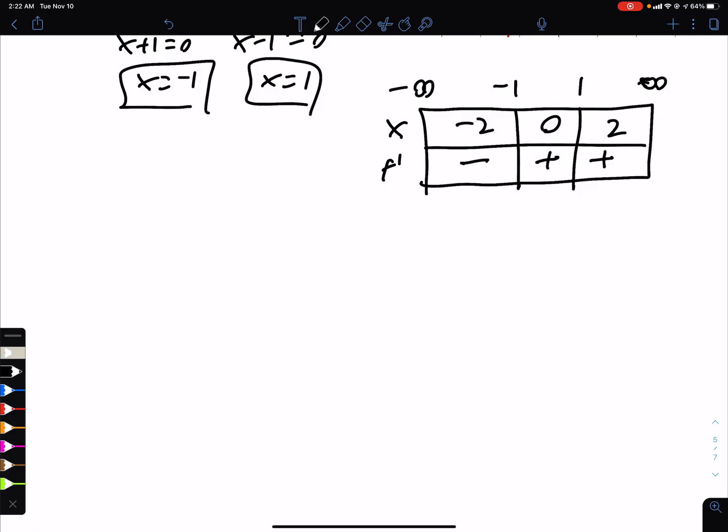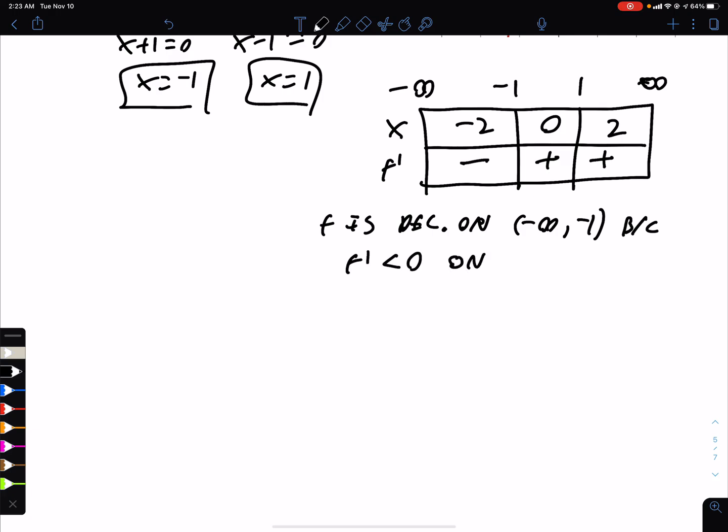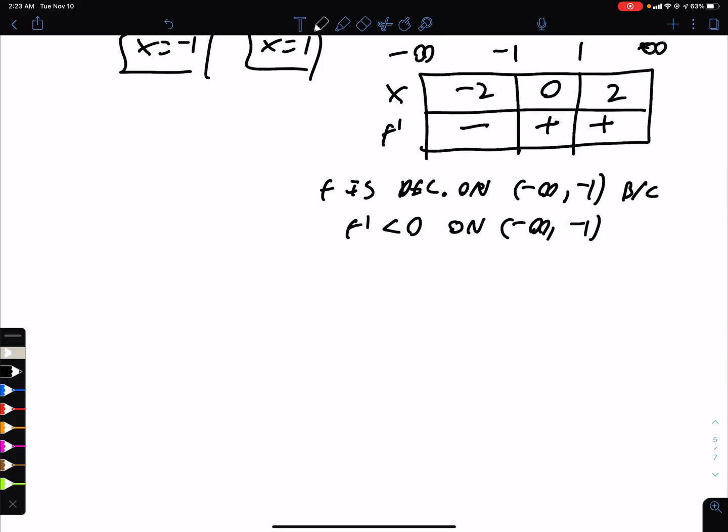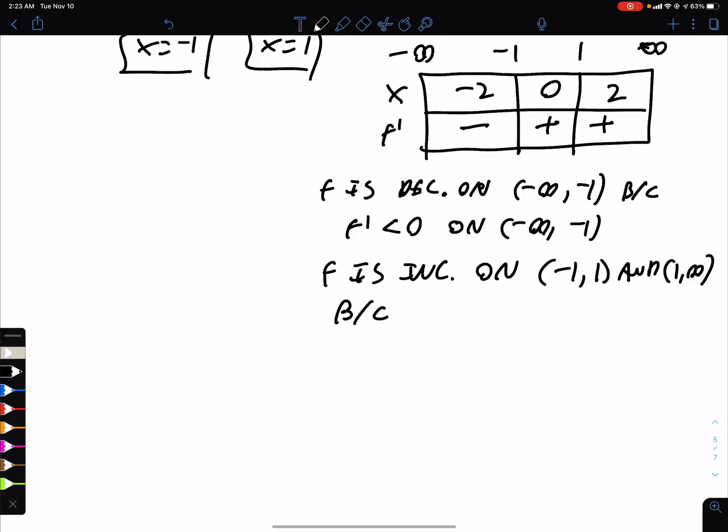So now I can say f is decreasing on the interval negative infinity to negative 1. Why? Because the derivative is negative on that interval. Now for the increasing part, I will talk about this real quickly. f is increasing on, you could break it up into 2 intervals, and say the reason is because f prime is positive on those intervals.